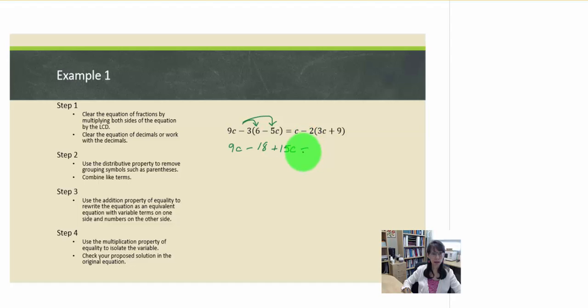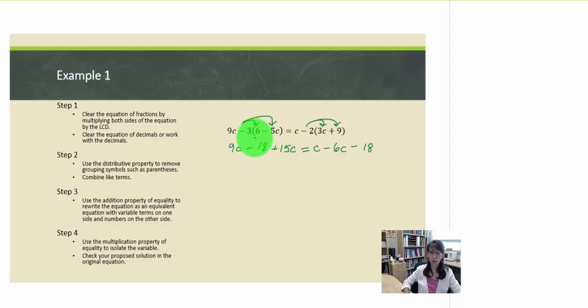Equal sign is next. On the right side of our equation, again, we have parentheses. 3c is a variable, 9 is a constant. So they're already simplified as much as can be. So we're distributing negative 2 to each of those terms. c minus 6c, negative 2 times 9 would be minus 18. So now we've simplified by eliminating the parentheses.